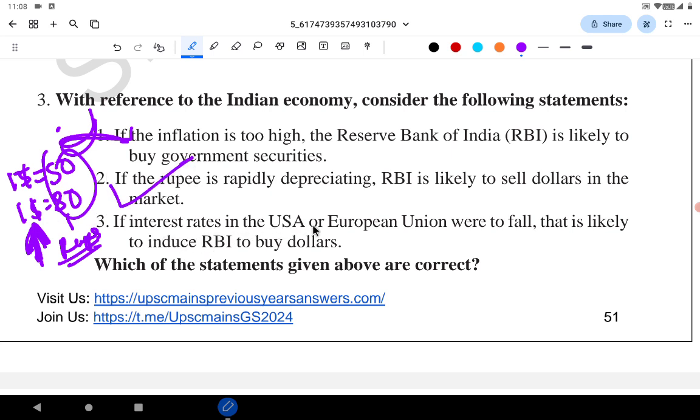So the second one is correct. If the interest rate in the USA and the European Union falls, that is likely to induce RBI to buy dollar. The FII investor will come to India with these dollars. The dollar he will give to RBI, which means RBI will buy the dollar and give back the rupee for him to invest. So it's correct.